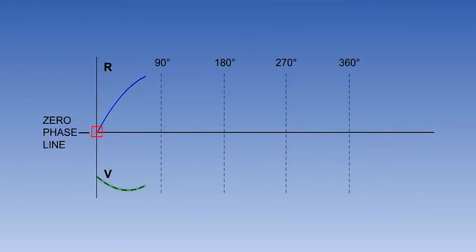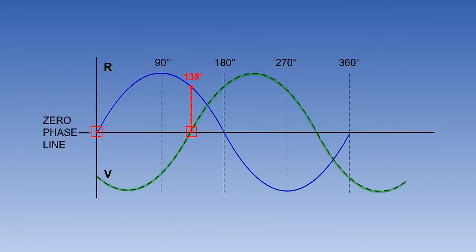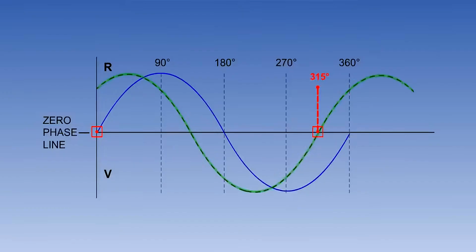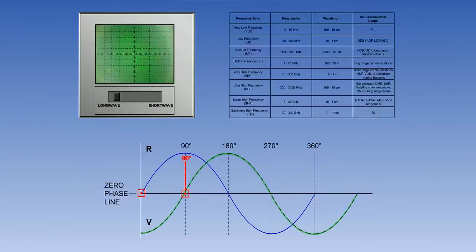In this example, the variable wave is at 135 degrees phase difference. And in this example, it is 315 degrees phase difference. This brings us to the end of our description of radio waves, in which we have considered wavelength, frequency, frequency bands and phase notation and phase comparison.